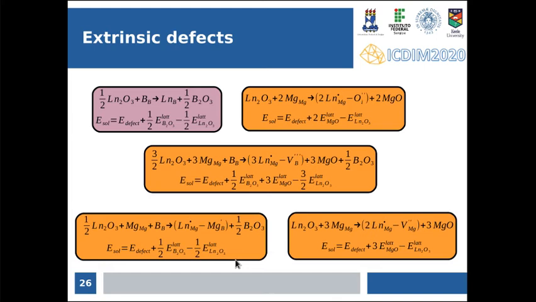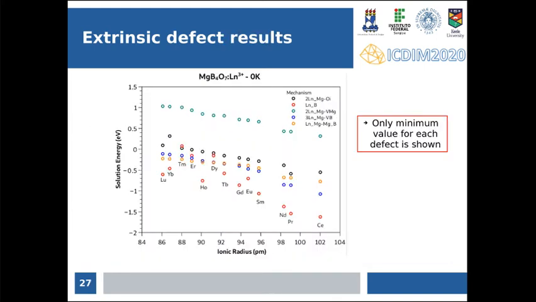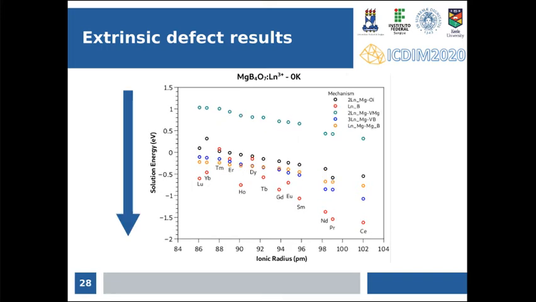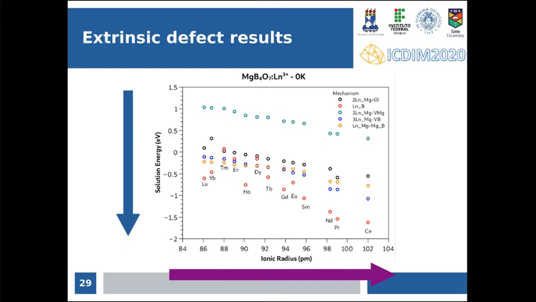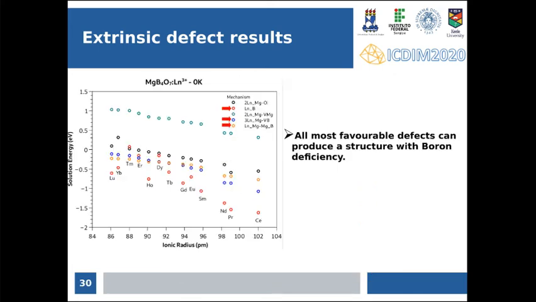After calculation, we plotted this graphic of solution energy versus ionic radius. Only the minimum value for each defect is shown in this graphic, and as a general behavior you can see that solution energy decreases with increase of ionic radius. We also observe that the most favorable defects can produce a structure with boron oxide deficiency. This can be useful for production.